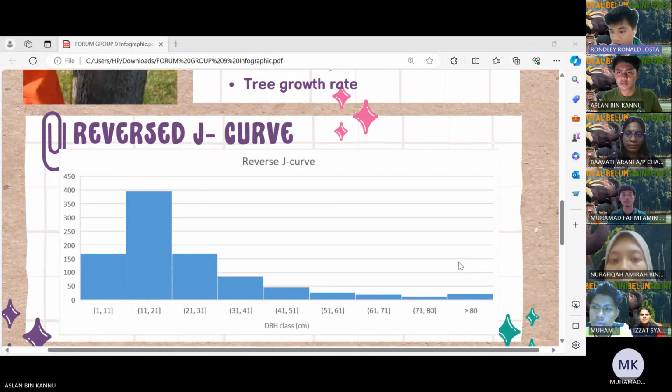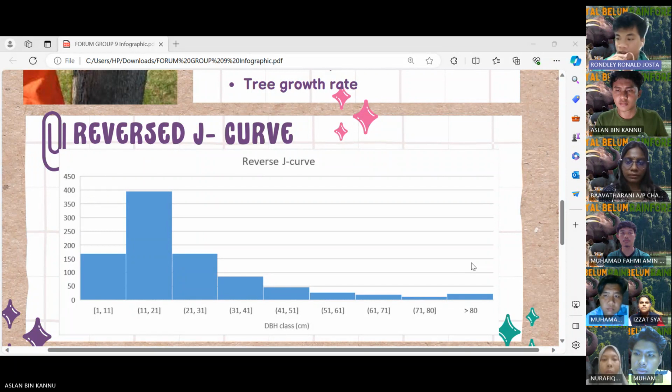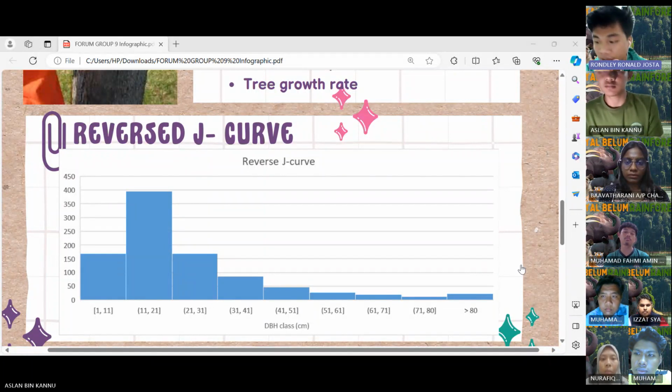Okay, thanks, Shahir and Izzat, for that. And then I would like to invite Bava to share about the plot graph of reverse Jacob.